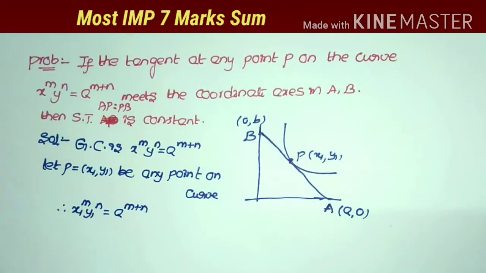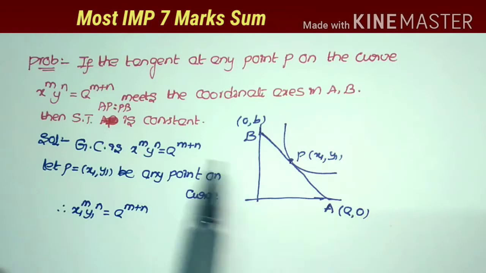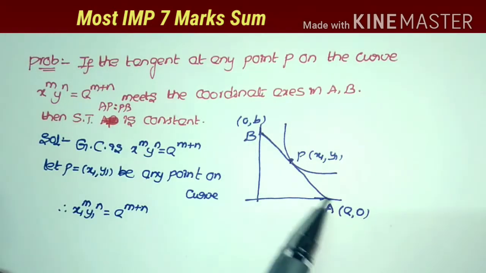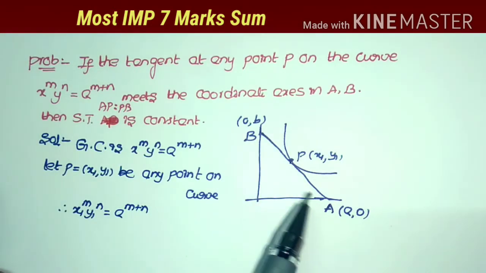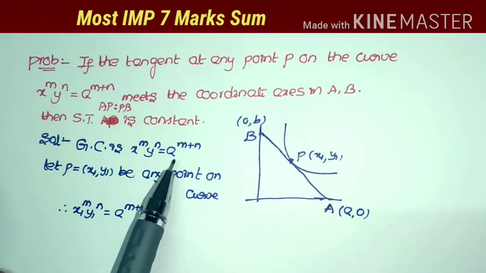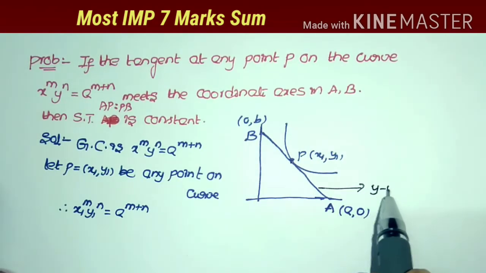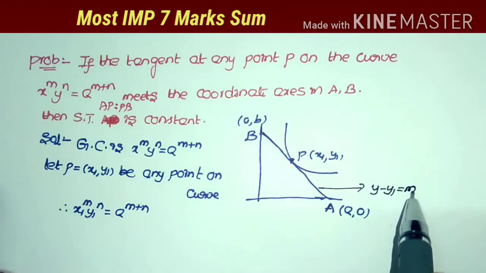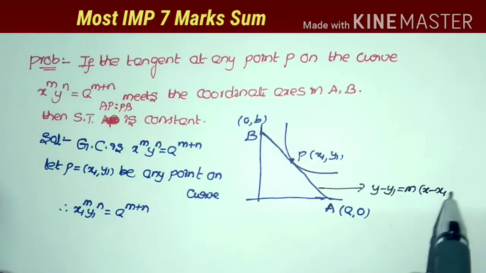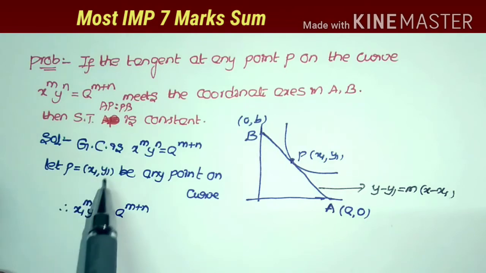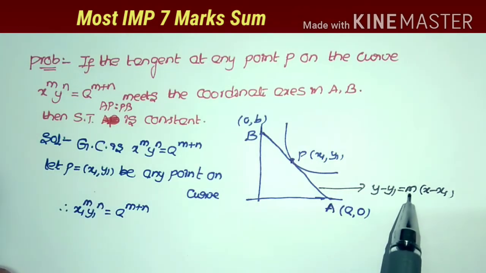Now what is the given question? To prove that AP : BP is constant, first of all we want the equation of tangent. What is the equation of tangent formula? y minus y1 = m(x minus x1). Equation of tangent is y minus y1 = m(x minus x1), where the point is (x1, y1). Now what do we want? The slope value.